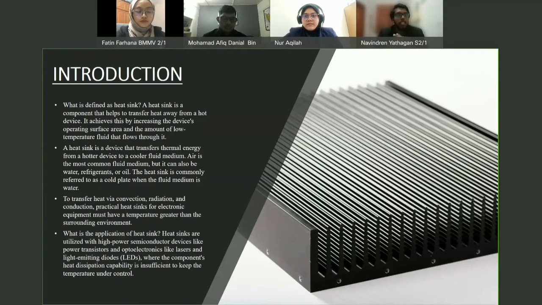Another question highly asked by other people is, what is the application of a heat sink? Heat sinks are utilized with high power semiconductor devices like power transistors and optoelectronics such as lasers and light emitting diodes, which are LEDs, where the component's heat dissipation capability is insufficient to keep the temperature under control. That's all from me.